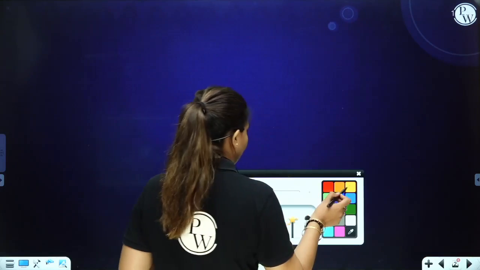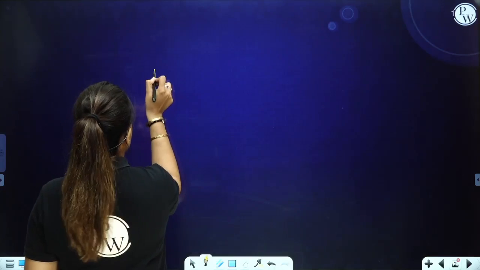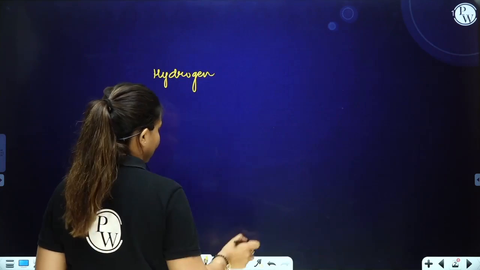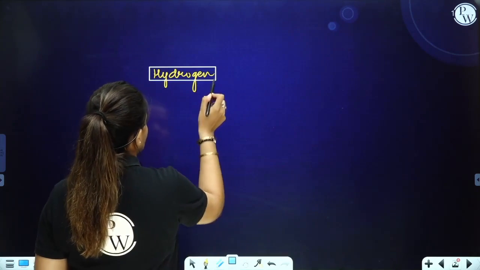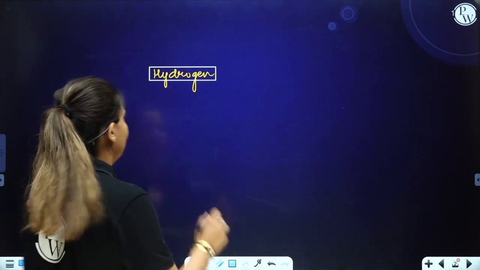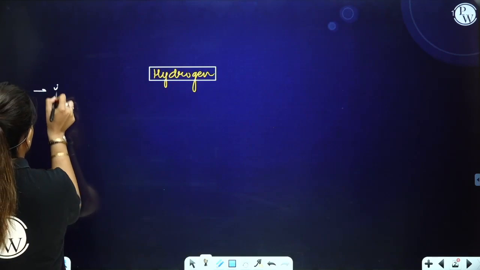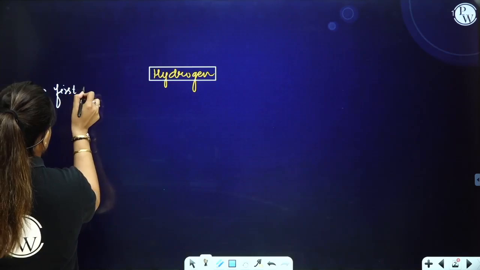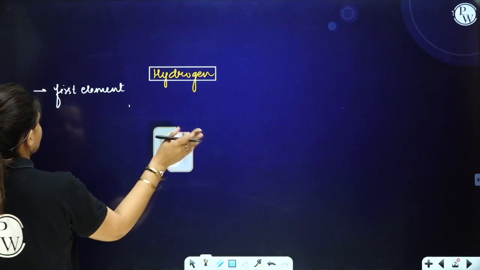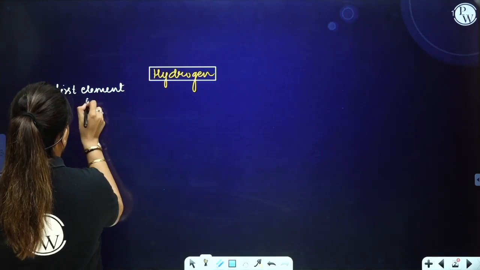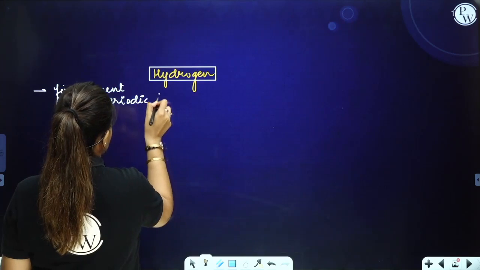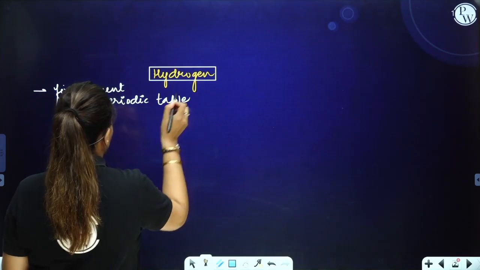So if we want to study the chapter hydrogen, first we should know every important detail of the hydrogen element. First of all, hydrogen is considered as the first element of the periodic table.